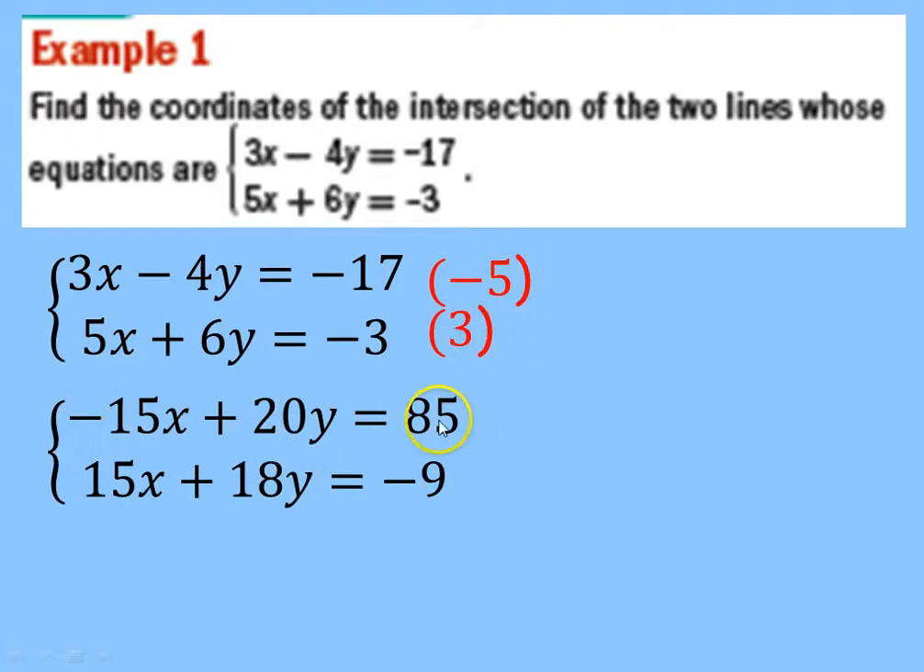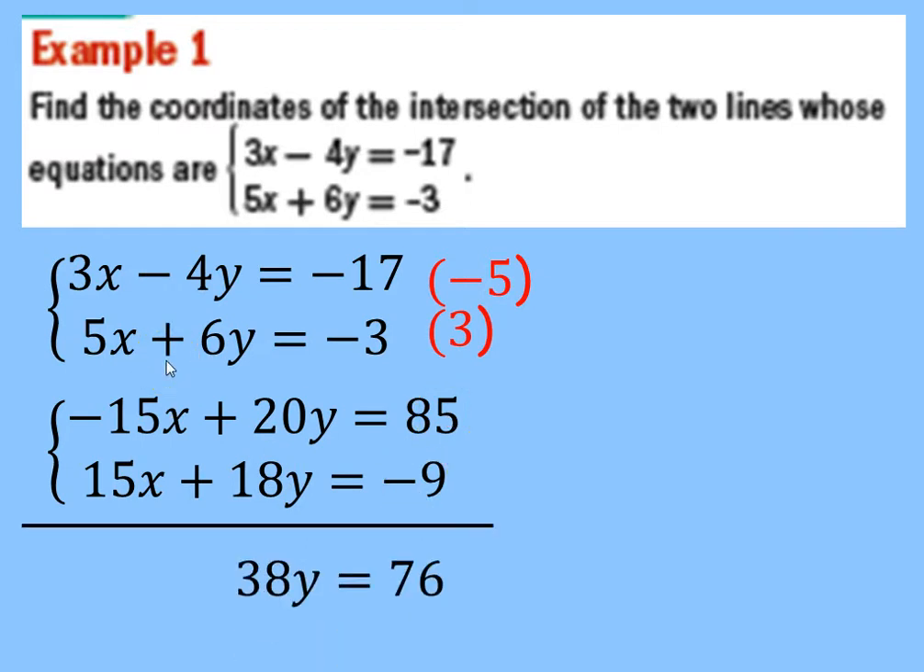Now when we add these together, which sounds a little weird but we can do it, negative 15x plus 15x is 0. The x's have been eliminated, hence why this is called elimination. The 20y and the 18y sum to 38y, and 85 plus negative 9 gives us 76. So this is a very basic algebraic equation now, and we can see that y equals 2. If 38y equals 76, then y must equal 2.